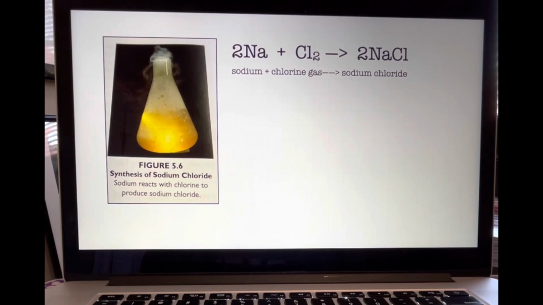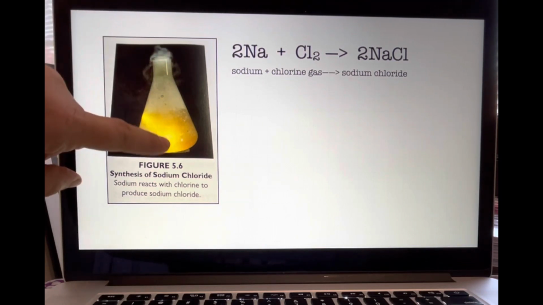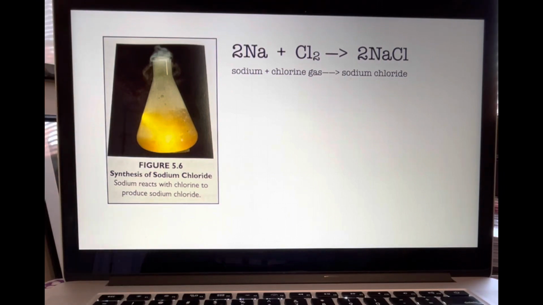Look at the flask in figure 5.6. A sample of sodium metal was dropped into a flask containing chlorine gas. What you see in that figure is what happens when sodium reacts with chlorine. How can you tell a chemical reaction is taking place? The bubbles, like we talked about, should give it away right here, and some kind of shiny light. Notice the cloudy substance spewing out of the top of the flask and the release of energy, which is the light shining in the bottom of the flask. These are both signs that a chemical reaction is taking place.